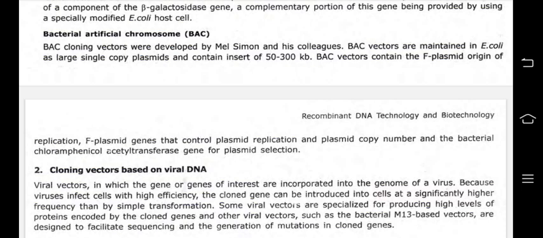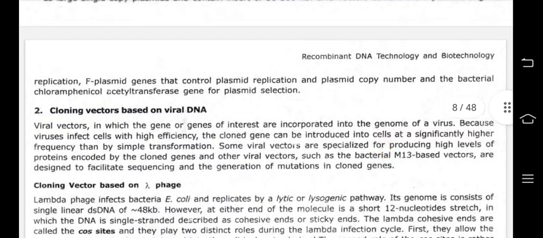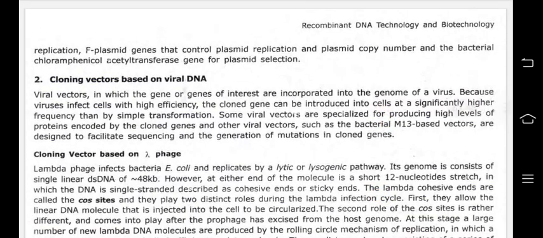Bacterial artificial chromosome, or BAC, cloning vectors were developed by Mel Simon and his colleagues. BAC vectors are maintained in E. coli as large single-copy plasmids and contain inserts of 50 to 300 kb. BAC vectors contain the F plasmid origin of replication, F plasmid genes that control plasmid replication and plasmid copy number, and the bacterial chloramphenicol acetyltransferase gene for plasmid selection.